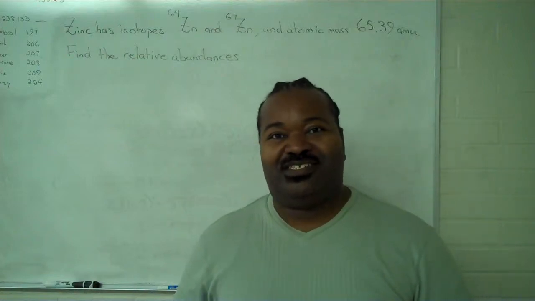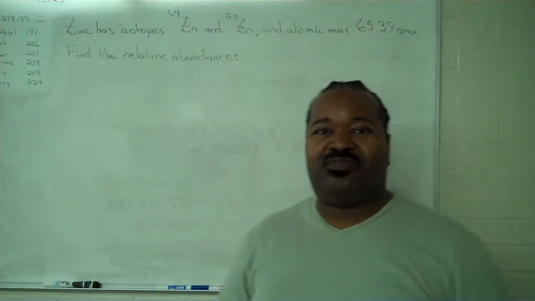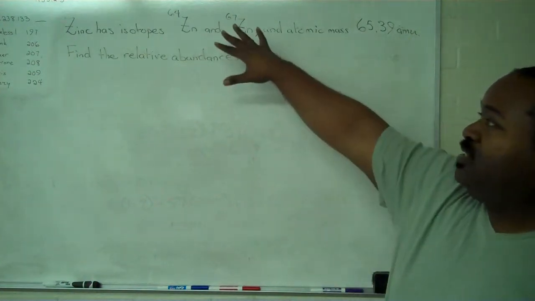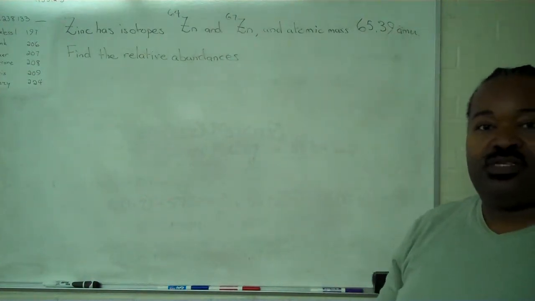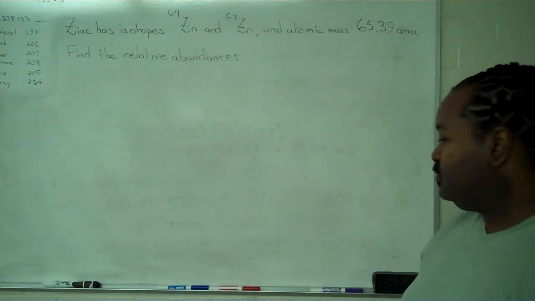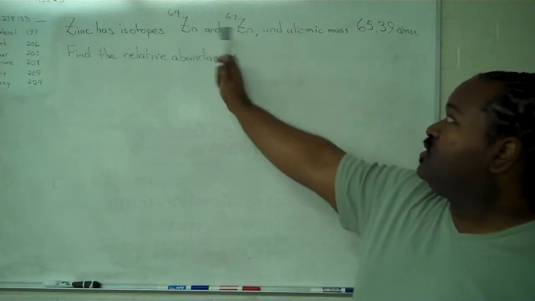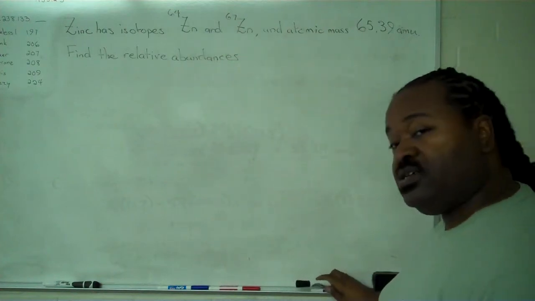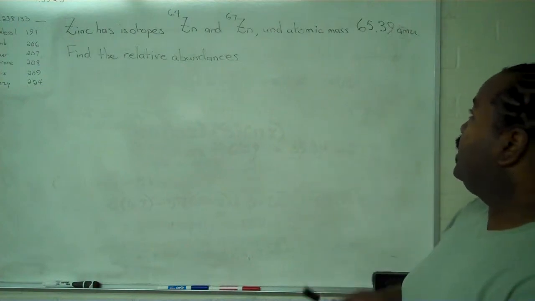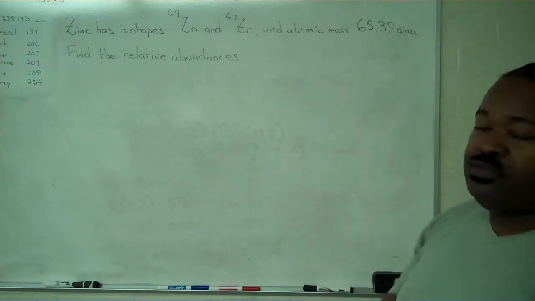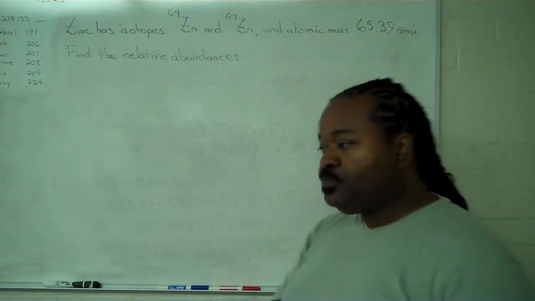This instructional video is designed to show you how to use information about isotopes and atomic mass to find the relative abundance when you do not have it. In this case, we have zinc 64 and zinc 67 as the isotopes we're working with, and an atomic mass of 65.39 atomic mass units.